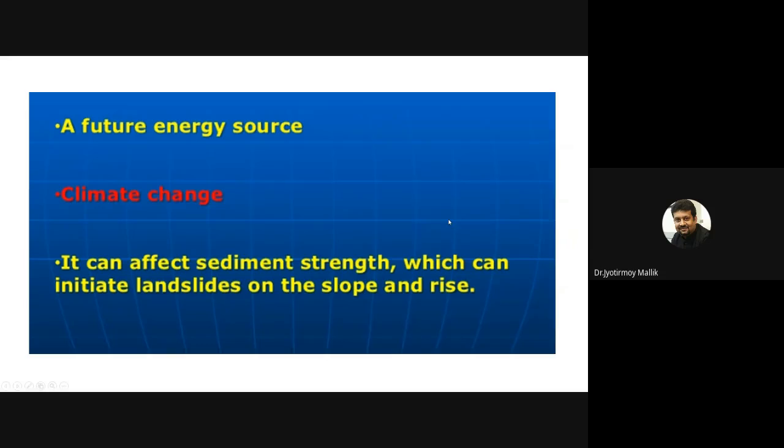So it's a future source. We will see what sort of climate change challenges this can bring about. We'll see in a moment. It affects sediment strength, which can initiate landslides on the slope and rise. Okay, so what do I mean by that?